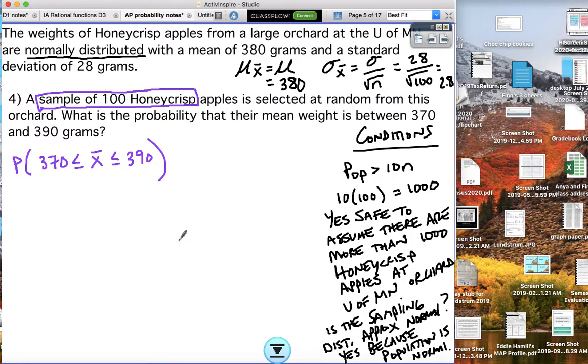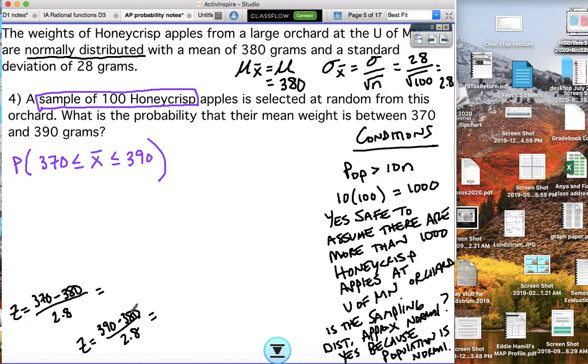Okay, so now I'm going to need to do some z-score work. I'll do that down here. I have to do 2 z-scores because I have 2 of these x values. So one is 370 minus the mean of 380 divided by the standard deviation of 2.8. And then the other z-score will be 390 minus 380 divided by our standard deviation of 2.8. So type that in your calculator.